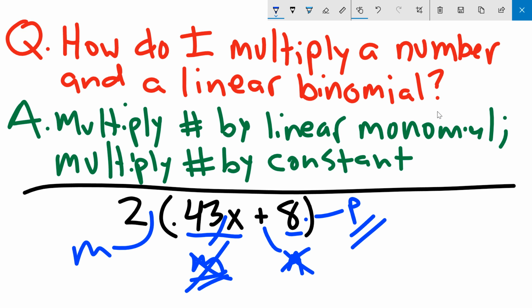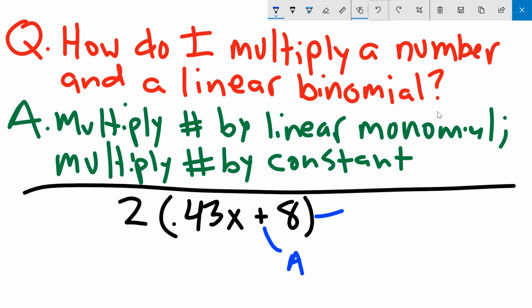So we can't really do anything. Dang, man, I thought this was going to be easy. Well, it is. It is, because there is a little rule in math that lets you multiply a number by a linear binomial. It's called the distributive property, but I'm not going to go into the name and the formality and everything like that. I'm just going to show you how to do it.